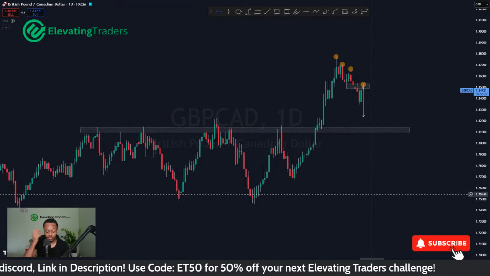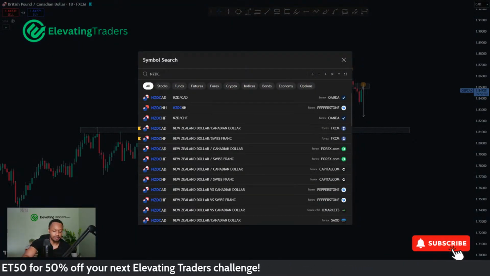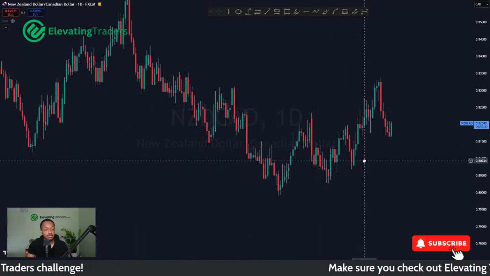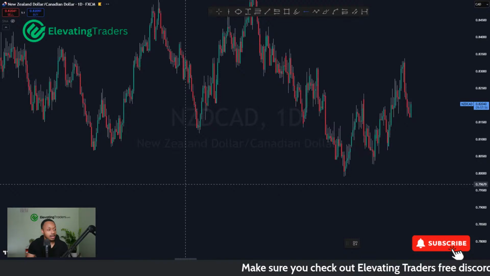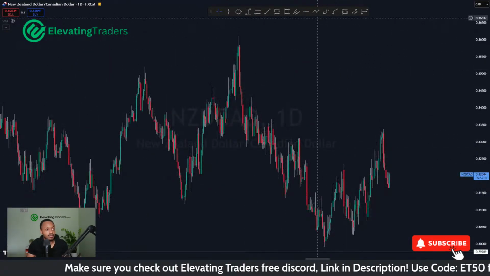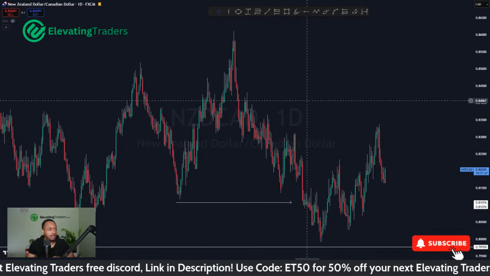But CAD pairs which I'm interested in, like I said, New Zealand CAD and Aussie CAD. New Zealand CAD in particular, I do like the sells for a lot. I'm looking for a big push into support here. The way I see it, price has broken through some structure on the left. Lovely swing to the downside.